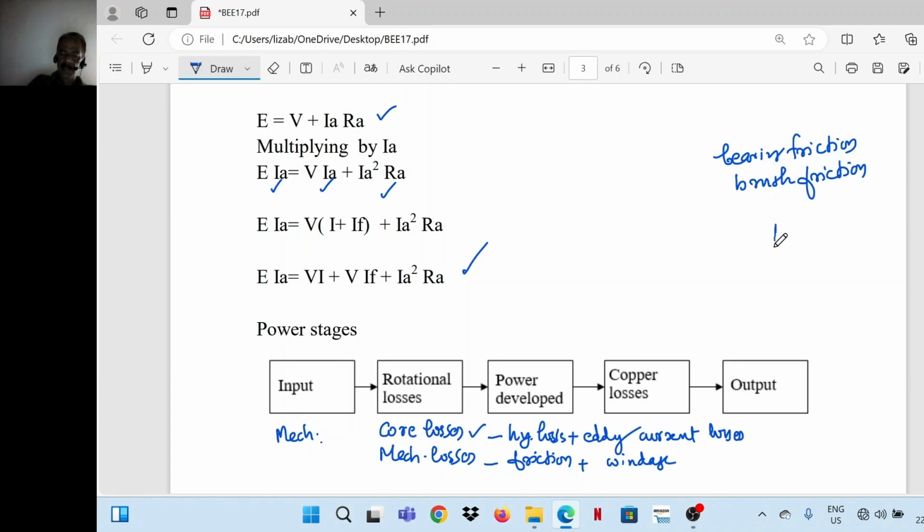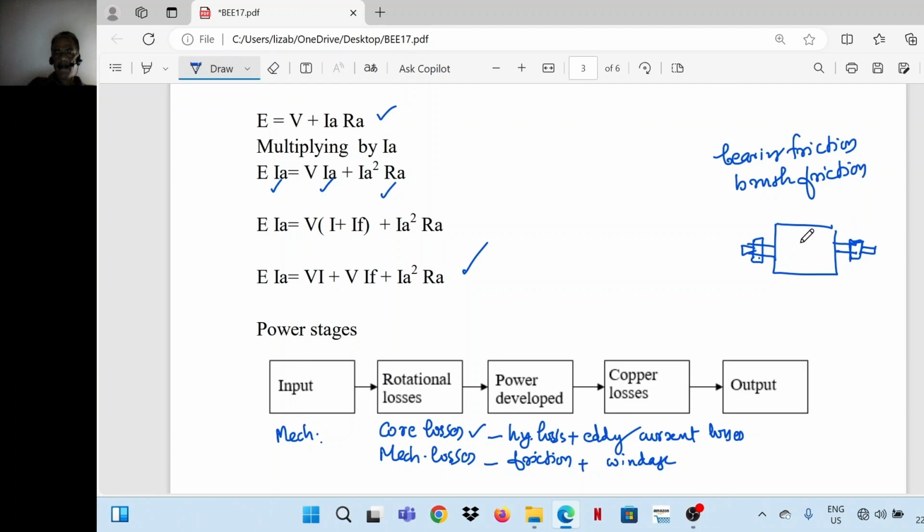Bearing means our armature is mounted on ball bearings. This is the armature shaft. The shaft is mounted on ball bearings on either side. So there will be a certain amount of frictional losses here. That is bearing friction plus brush friction.